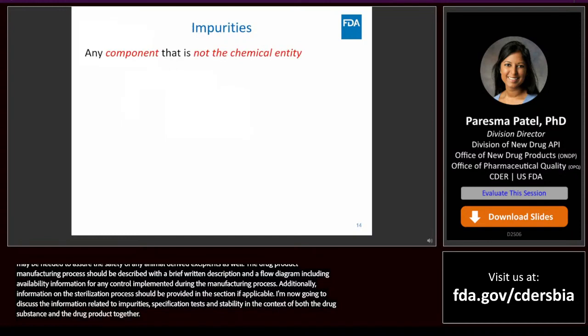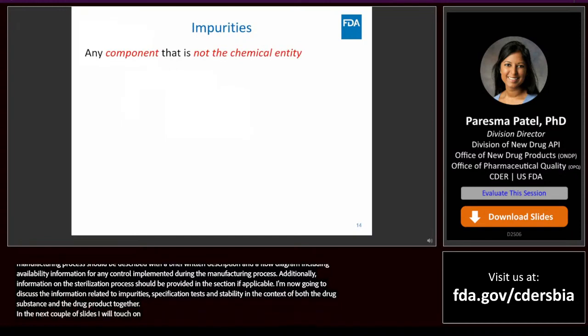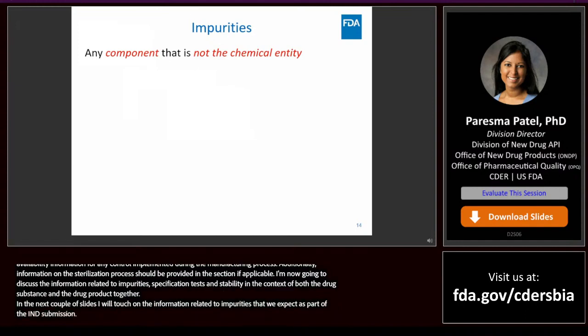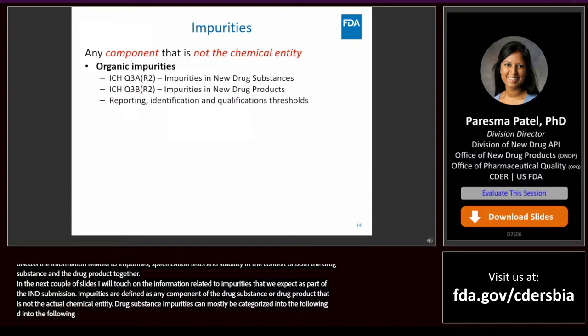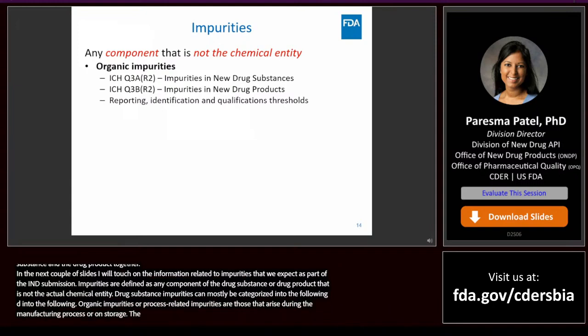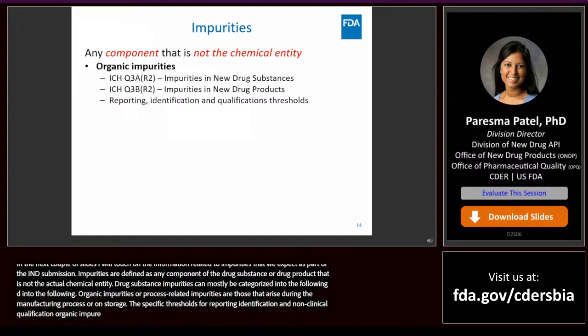In the next couple of slides, I'll touch on the information related to impurities that we expect as part of an IND submission. Impurities are defined as any component of the drug substance or drug product that is not the actual chemical entity. Drug substance impurities can mostly be categorized into the following: organic impurities, or process-related impurities, are those that arise during the manufacturing process or on storage. The specific thresholds for reporting, identification, and non-clinical qualification of organic impurities are further outlined in ICH Q3A for drug substance and ICH Q3B for drug products.